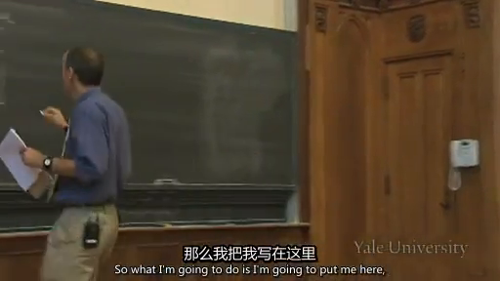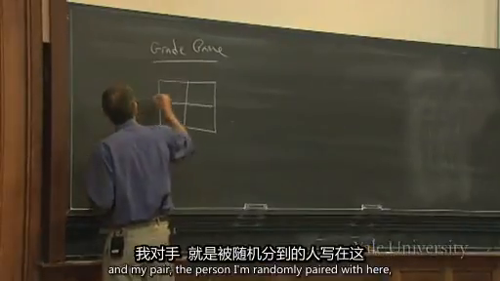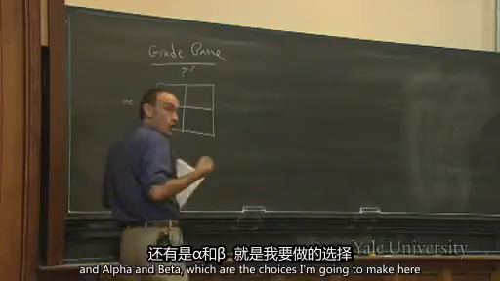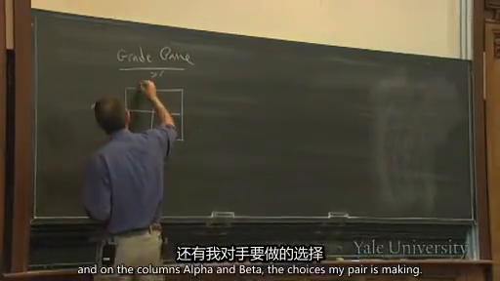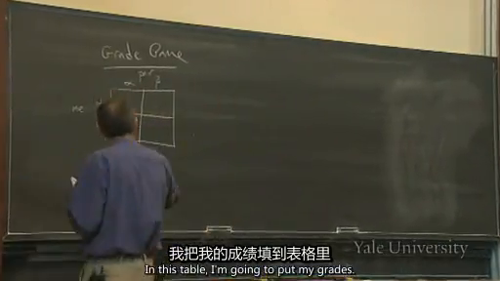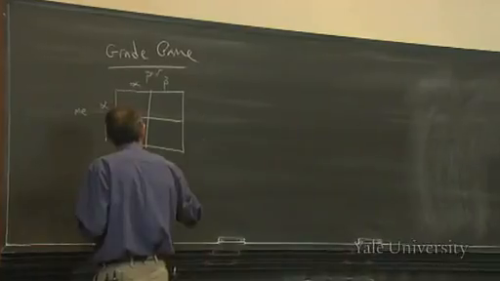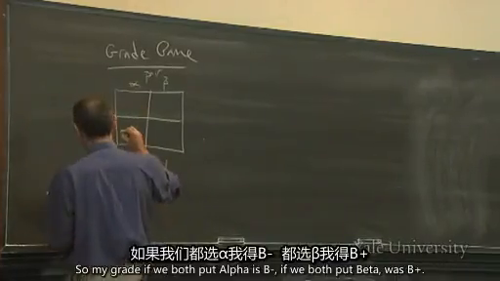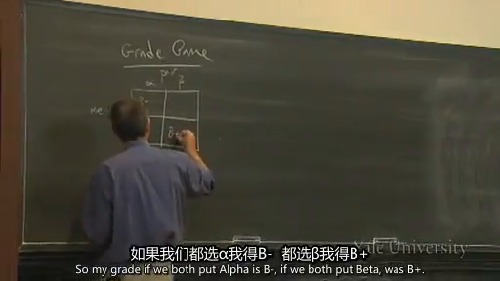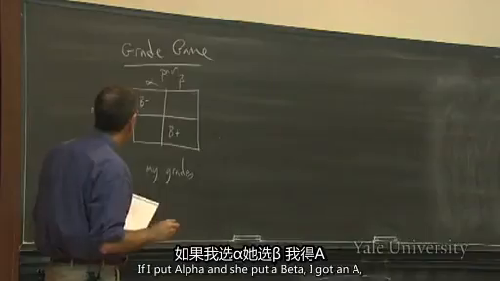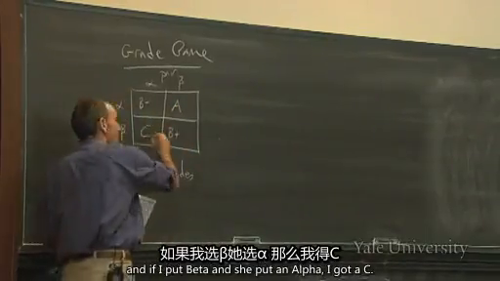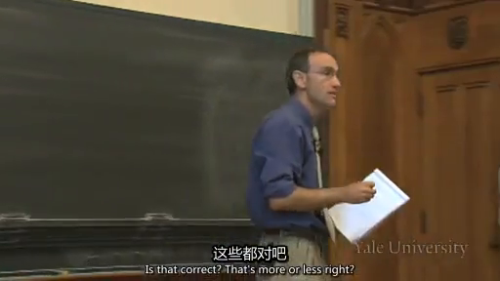Okay? So what I'm going to do is I'm going to put me here, and my pair, the person I'm randomly paired with here, and alpha and beta, which are the choices I'm going to make here, and on the columns, alpha and beta, the choices my pair is making. And in this table, I'm going to put my grades. All right, so my grades, if we both put alpha, is B minus. If we both put beta, was B plus. If I put alpha and she put a beta, I got an A. And if I put beta and she put an alpha, I got a C. Is that correct? That's more or less right?